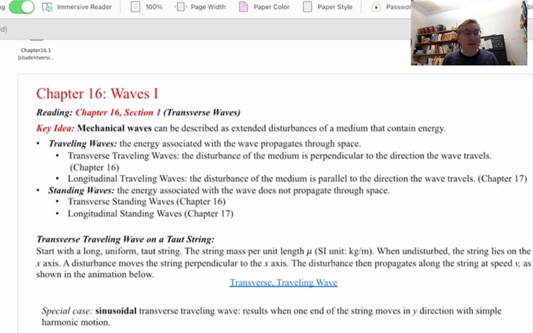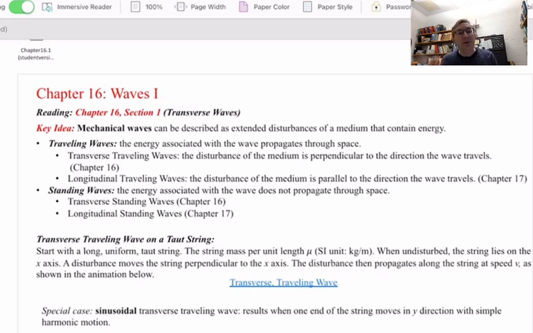In other words, this is going to be a two-chapter sequence in which we will study the phenomena known as waves. And there's a reason that the two chapters on waves are immediately following the chapter on oscillations, chapter 15. Because waves are a bunch of oscillations in a material, at least the kinds of waves that we're going to be studying. So we're going to be using a lot of the ideas from chapter 15 in chapters 16 and 17. So let's start with chapter 16, section 1.